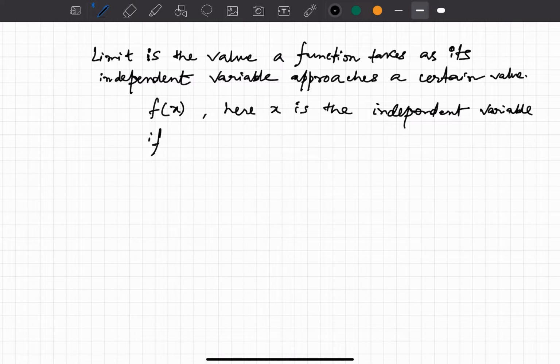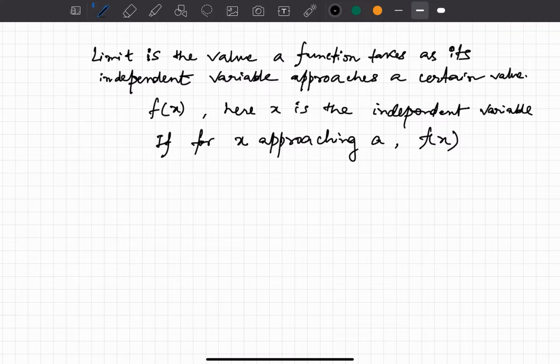If so, what is limit? If for x approaching a number, say approaching a value, say a, f(x) approaches, say, a value which can be equal to any letter, we can say it is b, then we can write limit x tends to a.